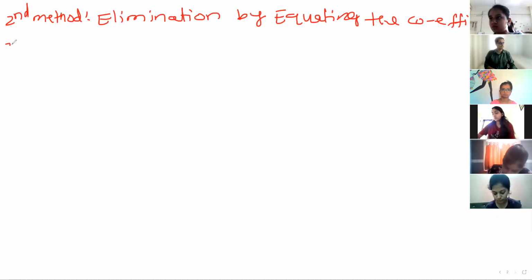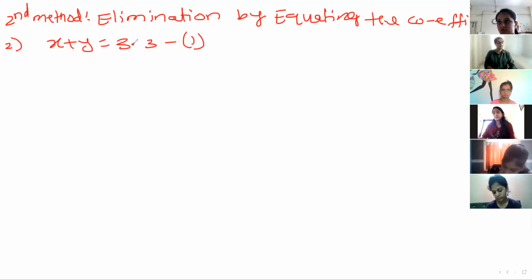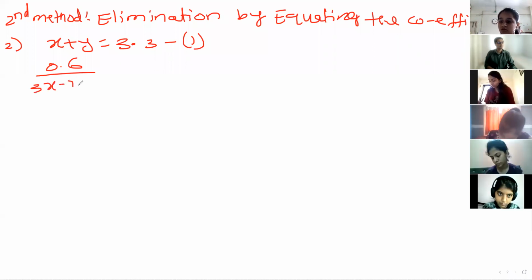Okay, let us take a second example. Second example is x plus y is equal to 3.3. Okay, keep it as it is. Don't try to convert. Let's see what the second equation is. 0.6 upon 3x minus 2y is equal to -1. Okay, this is the second equation.